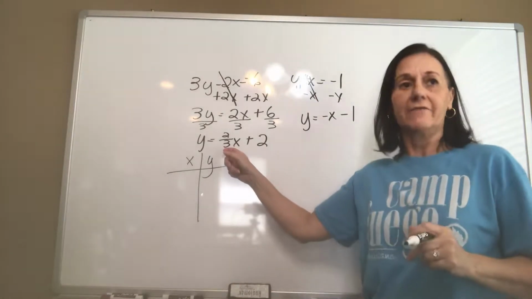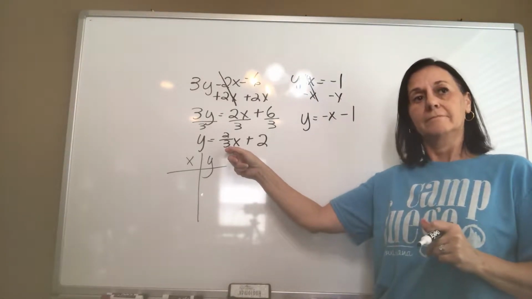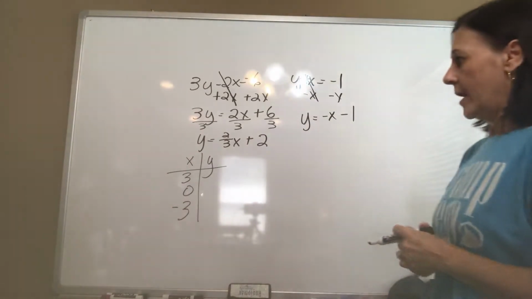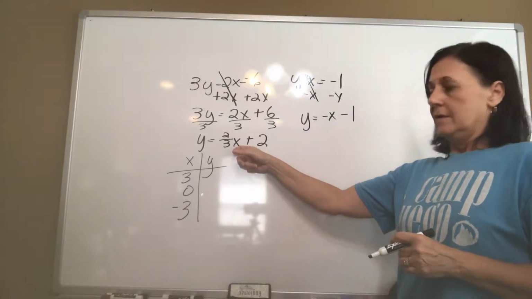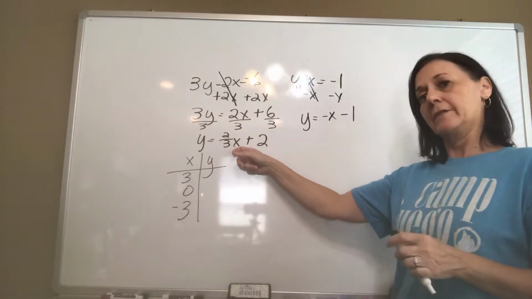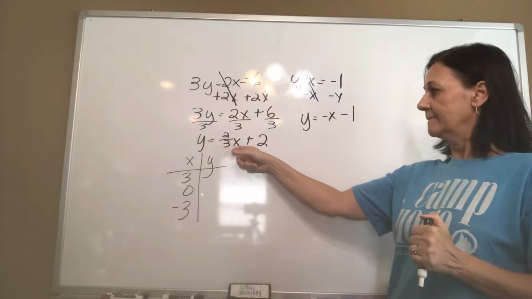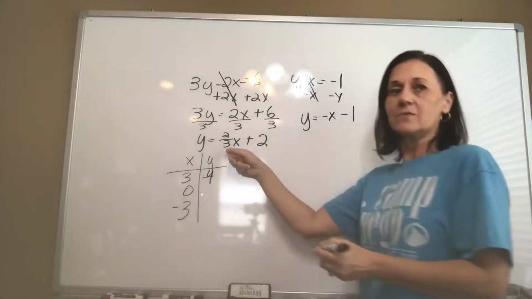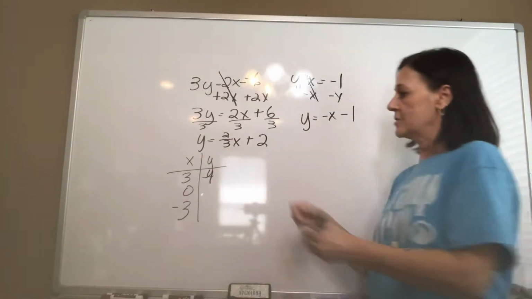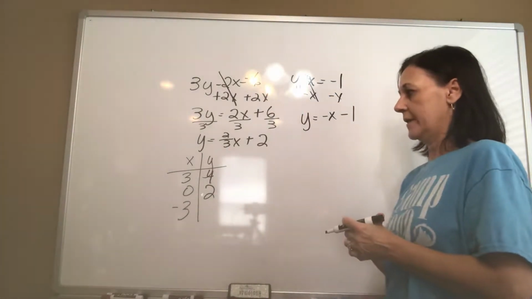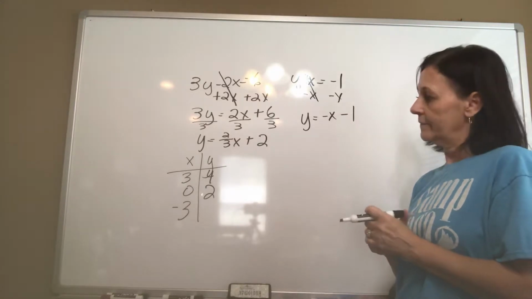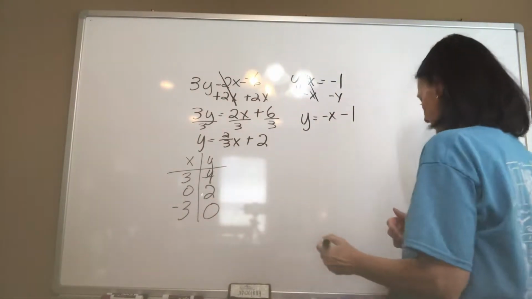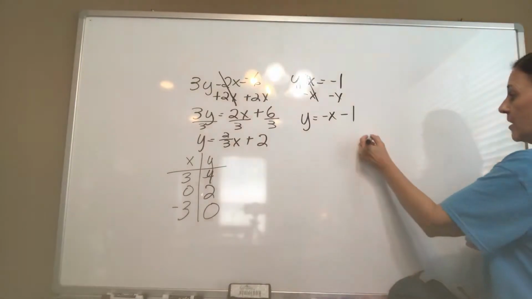Now, what values will I choose to plug in for x in this equation? 3. Yes, we want to eliminate that denominator. So 3, 0, and negative 3. When x is 3, Brianna, what is y? What is 2/3 times 3? 6/3 or 2. 2 plus 2 is 4. When it's 0, what's y, Madison? 2. And when it's negative 3, what is y? 0. I'm expecting a positive slope, so when I graph it, I should have a positive slope.